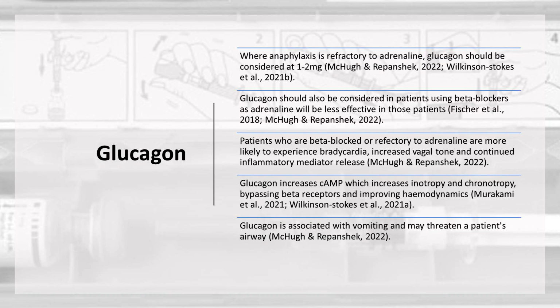However, a secure airway is essential when administering glucagon, as it is associated with vomiting. Glucagon dosages should also be considered at 1 to 2 milligrams.